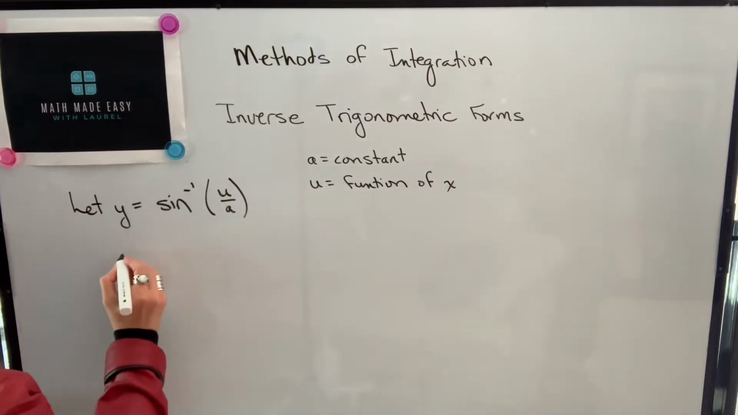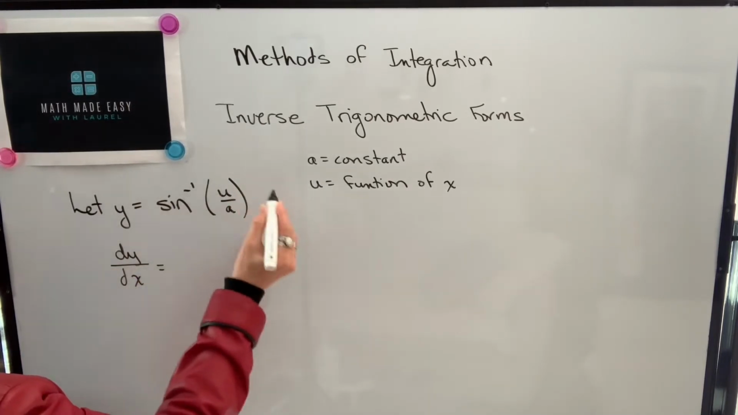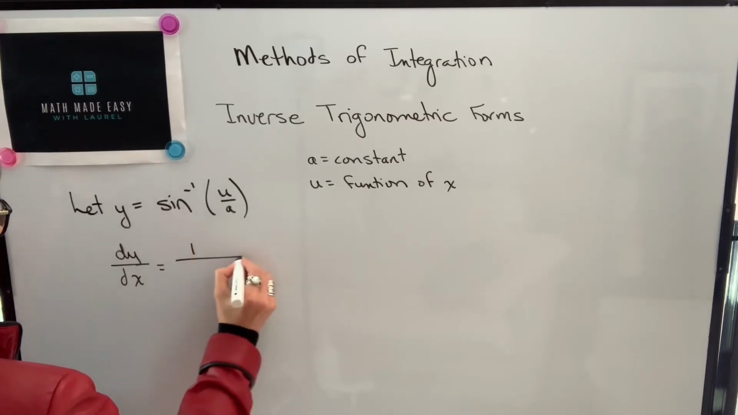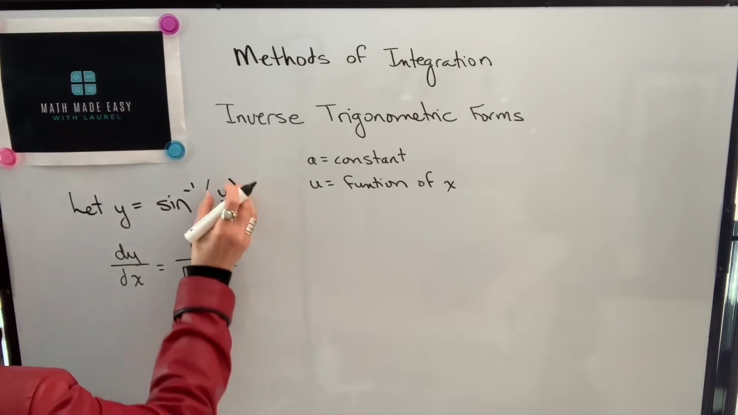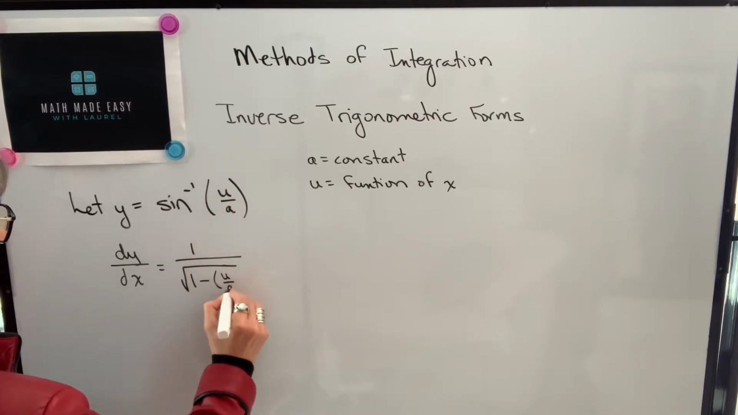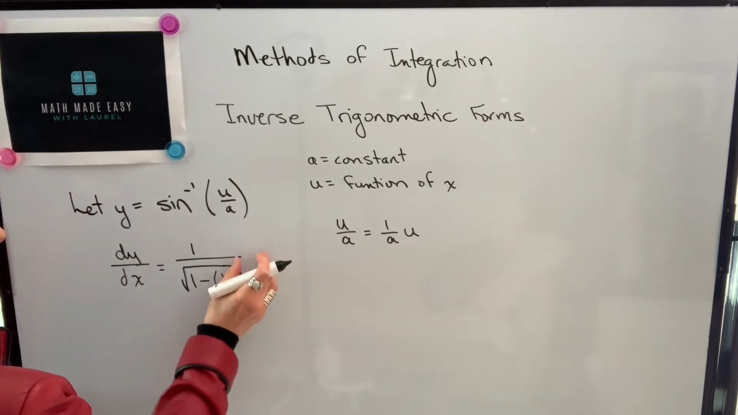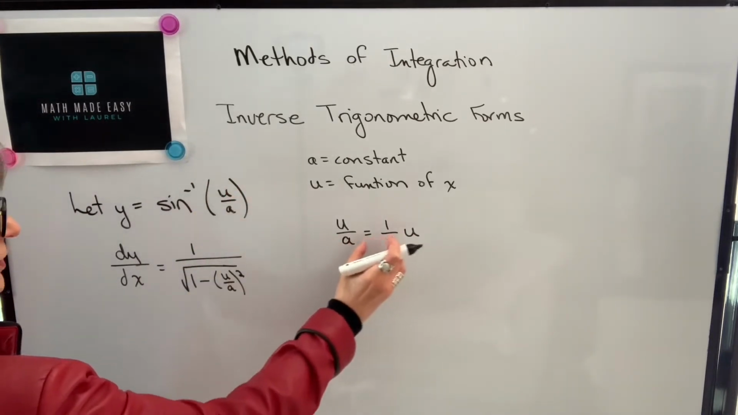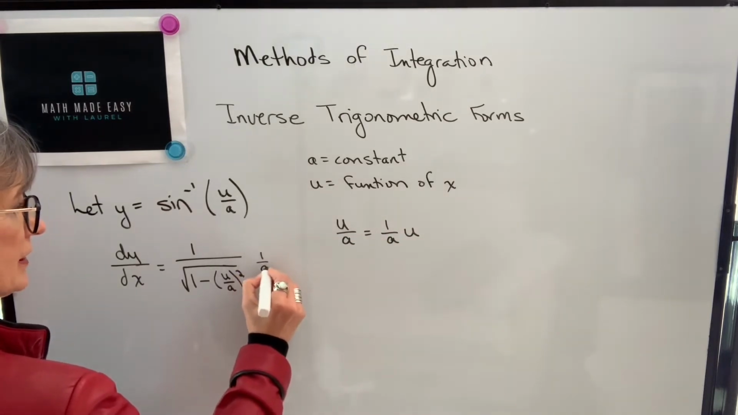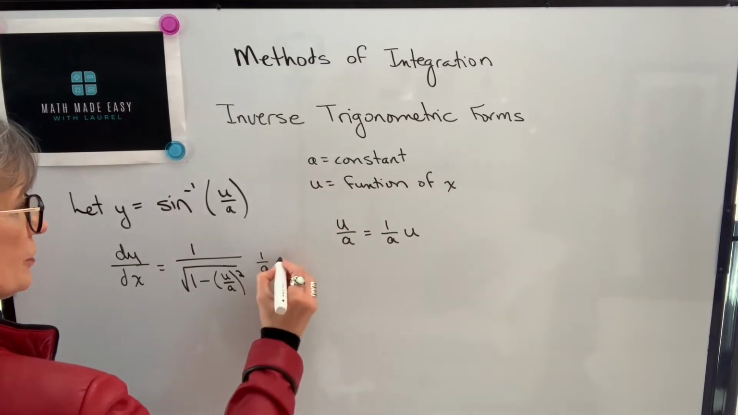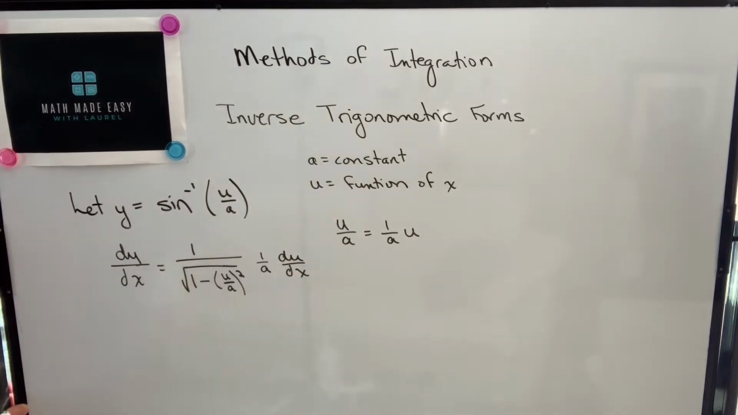We're going to start off by differentiating this because we know how to find the derivative of an inverse sine function. So it will be 1 over the square root of 1 minus this function, except now it's u over a squared, then times the derivative of this. So using the chain rule, now when I differentiate u over a, which is the same as 1 over a times u, the derivative will be 1 over a, the constant, times the derivative of the function. The derivative of u with respect to x is du dx.